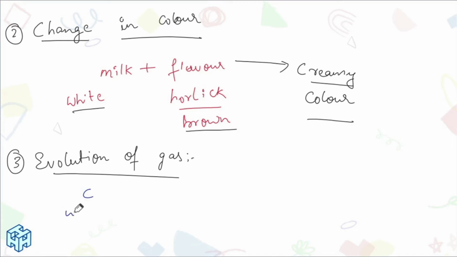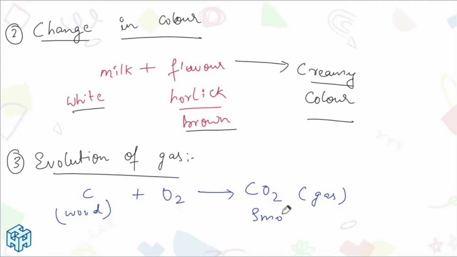I am considering carbon, wood, plus what I am doing? I am burning with the presence of oxygen. What will I get? CO2. Sir, this is gas. Gas is coming, a black color smoke. What we call smoke. Yes or no? I am burning wood in the presence of oxygen. What am I getting? Smoke. Are you able to see? Evolution of gas. What's the last thing?